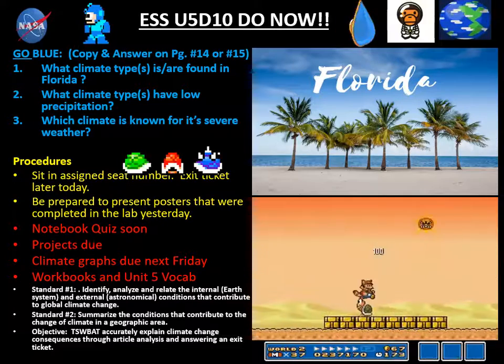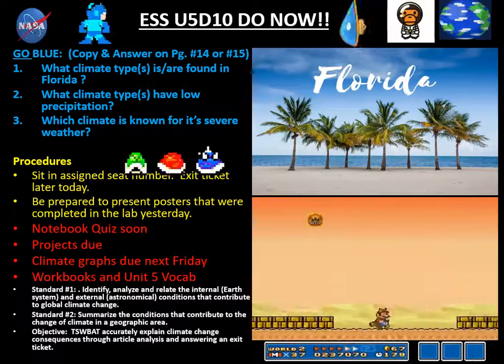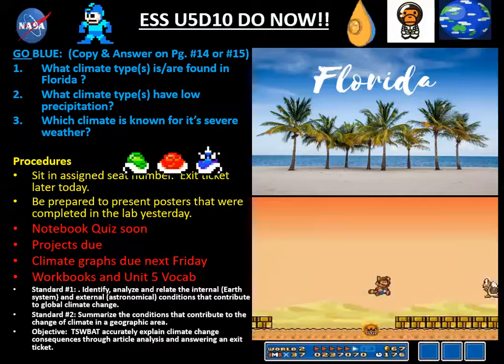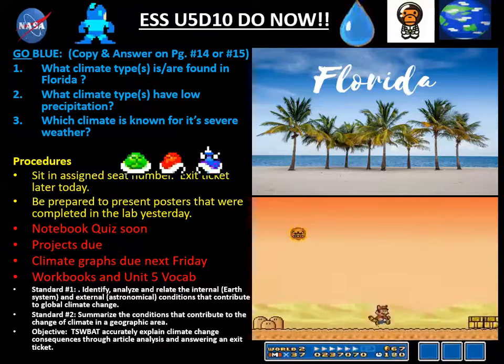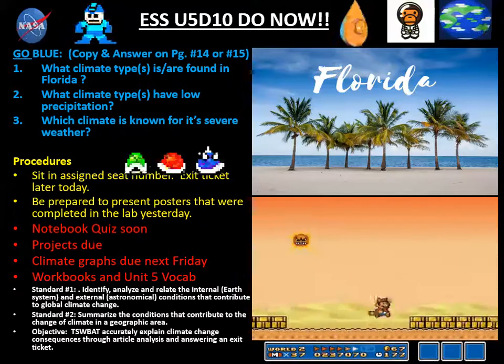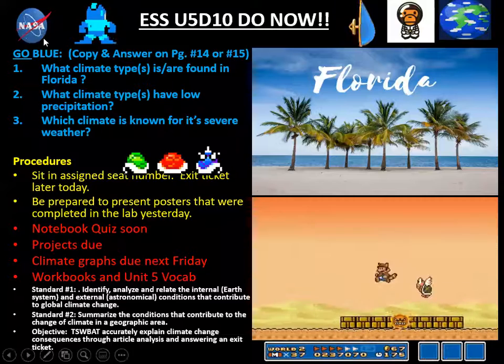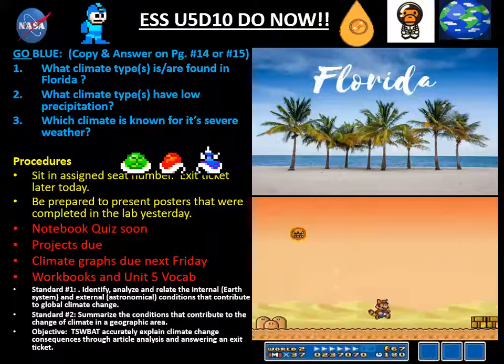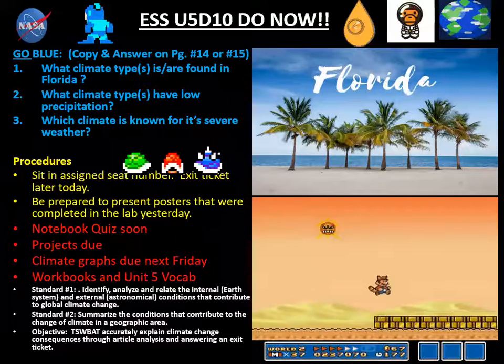Number 1, what climate types are in Florida? 2, what climate types have low precipitation? And 3, what climate type is known for its severe weather? What's it going to be? If you guys have answers, you can tell me them in the chat. Angel, did you know number 1 maybe?